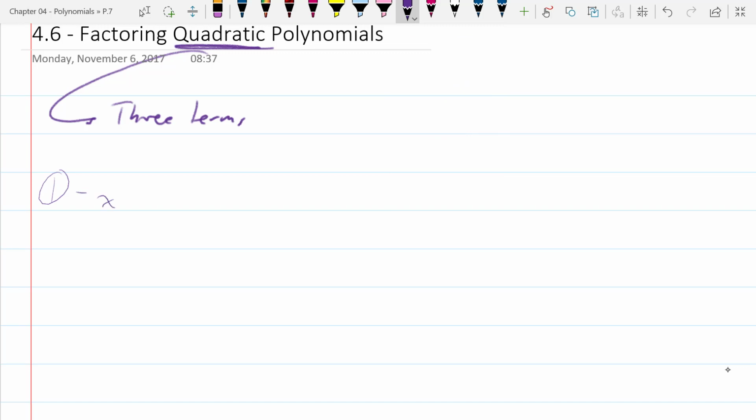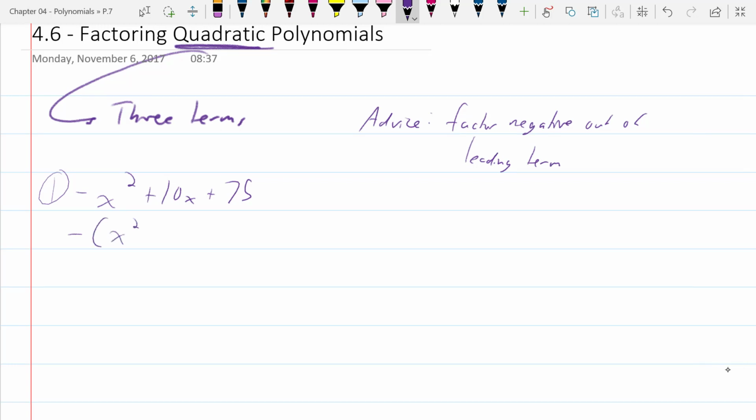When our leading term is negative, I have negative x squared plus 10x plus 75. My advice here is that when the leading term is negative, we factor that negative out as a greatest common factor. So the advice is to factor the negative out of the leading term. And how that's going to look in our next step is we have a negative. To undistribute the negative, we get x squared minus 10x minus 75.